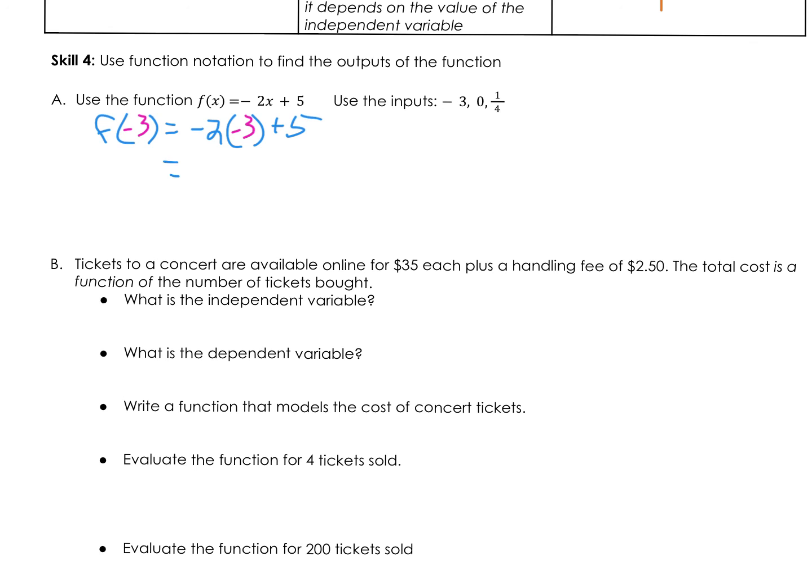So -2 times -3 is +6, plus 5 is 11. So f of -3 is 11. Essentially, your input is -3, your output is 11. So f of -3, your y value, is 11. This actually creates an ordered pair of -3, they didn't ask for it, 11, but I'm going to write it here. All right, then you're going to do that 2 more times.